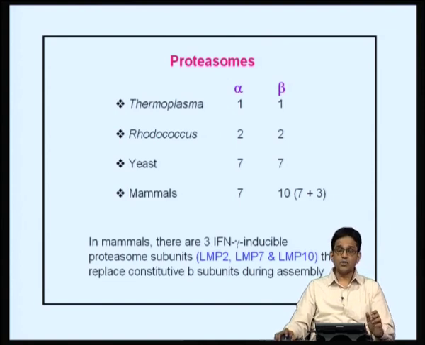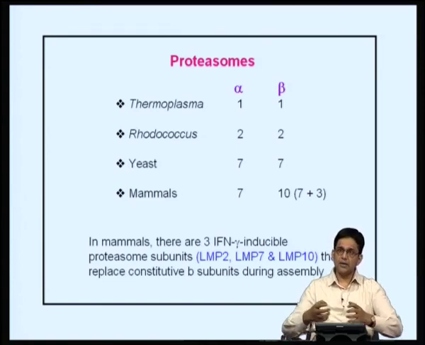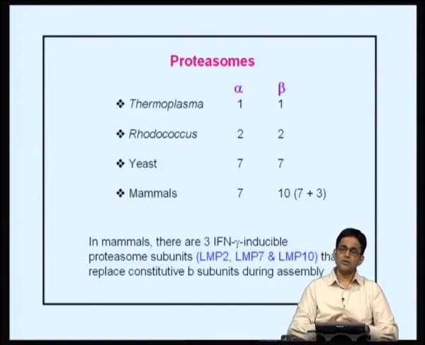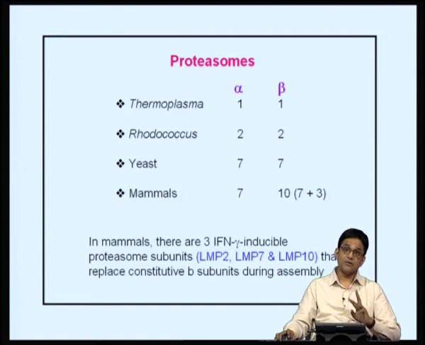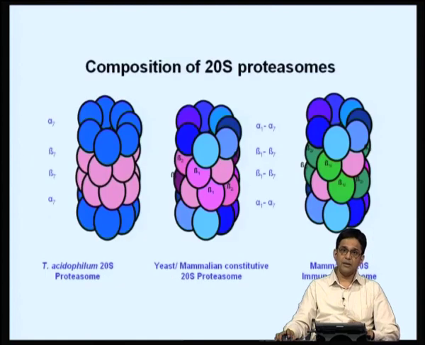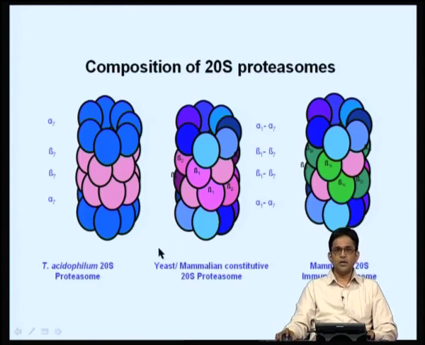Okay. And so why do you think that these should be interferon gamma inducible, and how would it be important in making up the assembly and the importance of it in MHC class 1 antigen processing? I think you should be thinking a little bit about this, and also the fact that they are polymorphic may give some clues. So this is coming back to what I meant about the structure of the 20S proteasome.